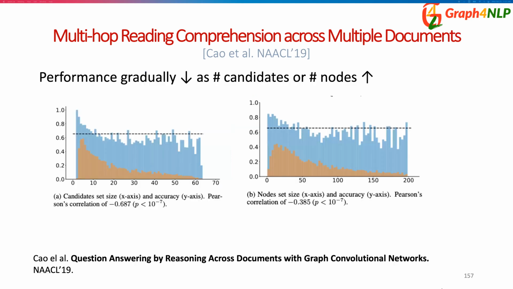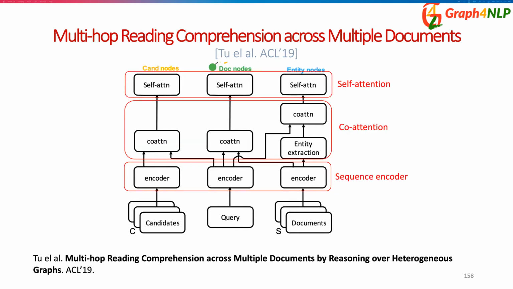So move on to the next slide. We can see if we increase the number of candidates or increase the number of nodes in the graph, the overall performance drops quite significantly. This is because with more candidates and more nodes, the graph becomes more complex and reasoning becomes more challenging. So the next paper follows up on this one, taking a very similar approach.